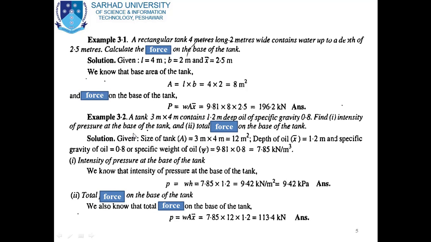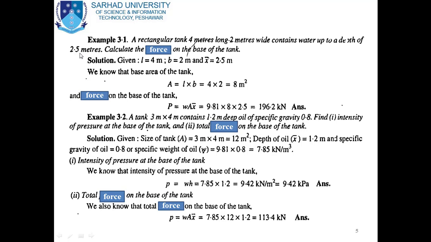Now we will solve some examples on the topic, and we have example 3.1. The statement of the problem is: a rectangular tank 4 meters long, 2 meters wide, contains water up to a depth of 2.5 meters. Calculate the force on the base of the tank. The dimensions of the tank are given in the example, and we have to calculate the total force on the base of the tank. The length of the tank is 4 meters, the width is 2 meters, and the depth is 2.5 meters.